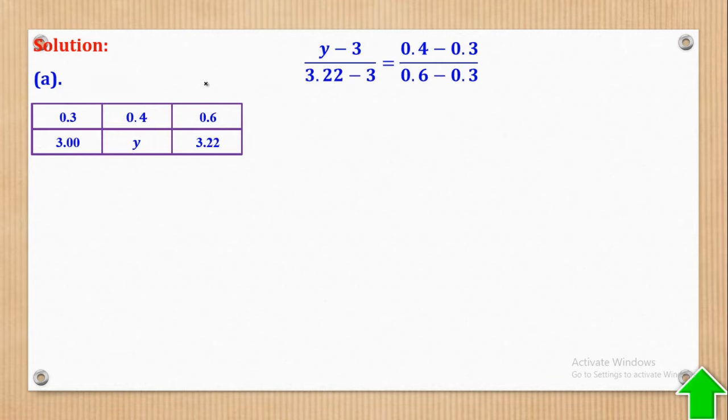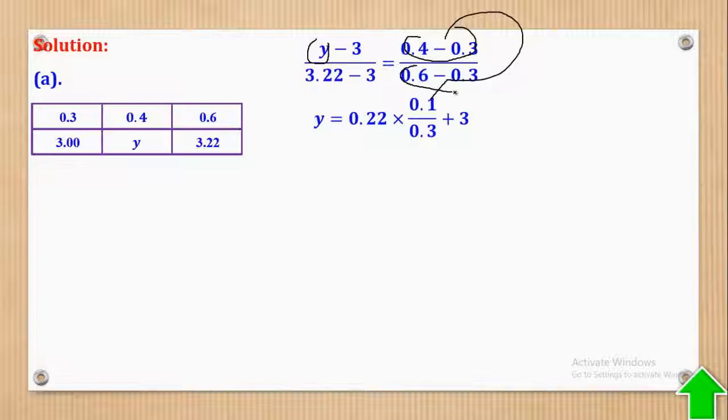Now after stating that, the next step is to look for a way of making y the subject. So 0.4 minus 0.3 gives me 0.1, 0.6 minus 0.3 gives me 0.3, 3.22 minus 3 gives me 0.2, and this 3 is the constant. So my aim is to make y the subject, and when I use a calculator I'll come up with 3.0733, as simple as that. So basically that is what they wanted in part A.